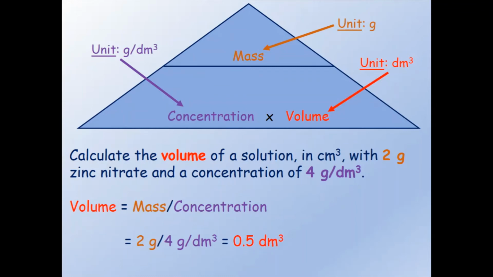decimeter cube. But remember, we need to give the answer in centimeter cube, so we have to convert this now. To get from decimeter cube to centimeter cube, we have to times by 1000. So we have to times 0.5 by 1000, and we get 500 centimeter cube as the volume of the solution.